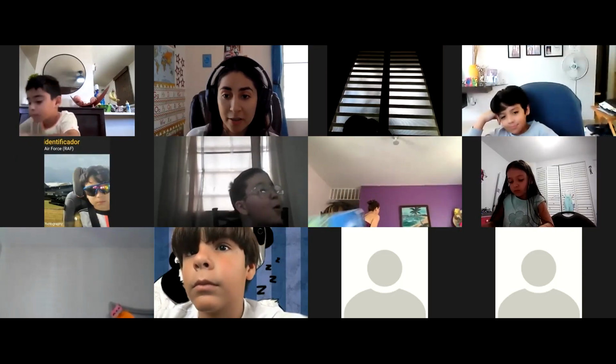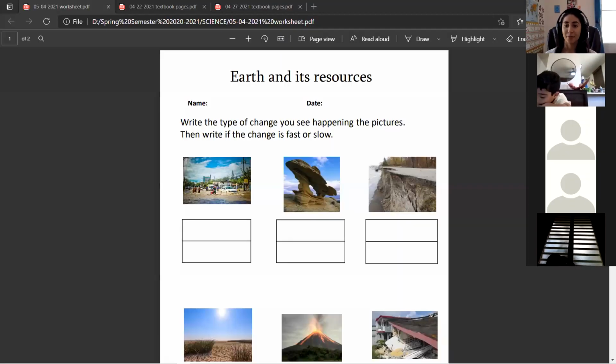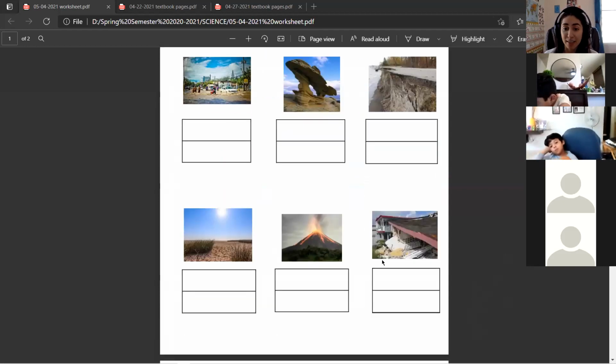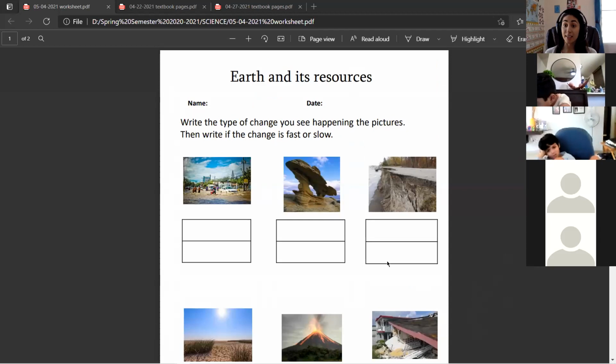Okay. I'm gonna share the screen. There you go. Okay, you guys. So we've been talking about Earth and all these changes, right? And this is the first part of the worksheet. You have 6 pictures. And these 6 pictures represent all the changes that happen on Earth that we've talked about so far. Now, you're supposed to write your name and the date. So go on ahead and write your name and write today's date.